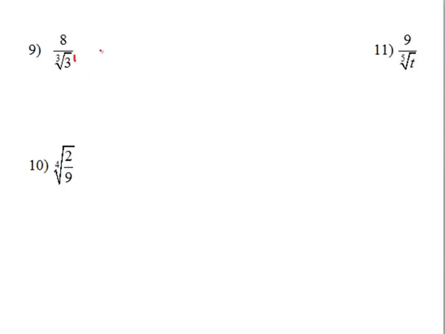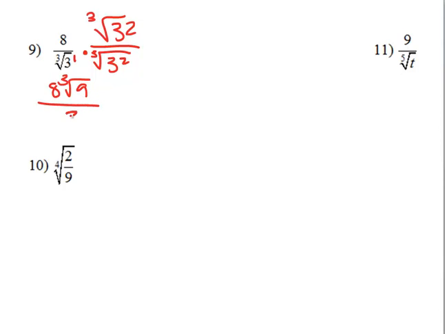Here I've got 3 to the 1, so I'm going to multiply it by the cube root of 3 squared. Cube root of 3 squared. And that'll be 8 cube root 9 over 3. Can't reduce. I'm good to go.